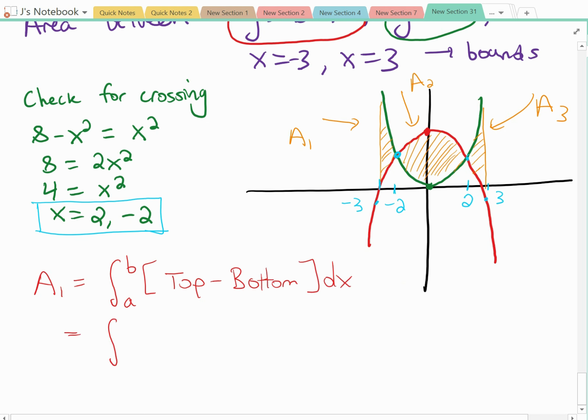What are the endpoints? What are the bounds of this integral? Well, we're going from what x value to what x value? We're going from negative 3 to negative 2. And what's the top function in that first piece? Right, it's the green one, x squared, minus the bottom function, the red one, 8 minus x squared, dx.